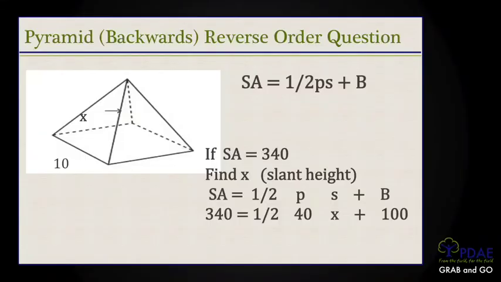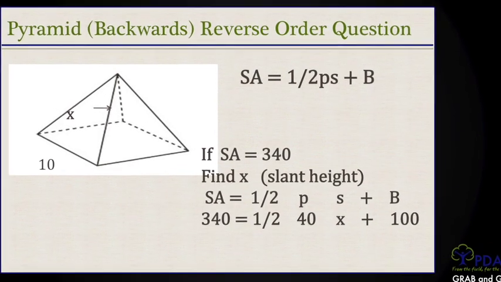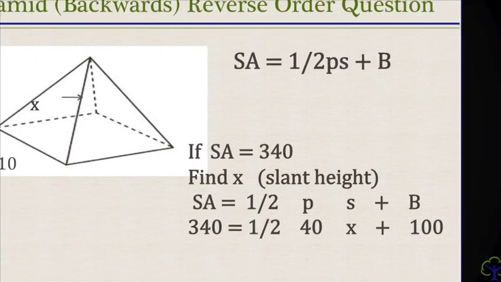Let's try a reverse order backward question. Again, just as we did in the rectangular solid, we're going to substitute the numbers that we know, use algebraic operations to solve for x. It appears in this problem the x is the slant height. We do have the base side measurement of 10. And our surface area is 340.